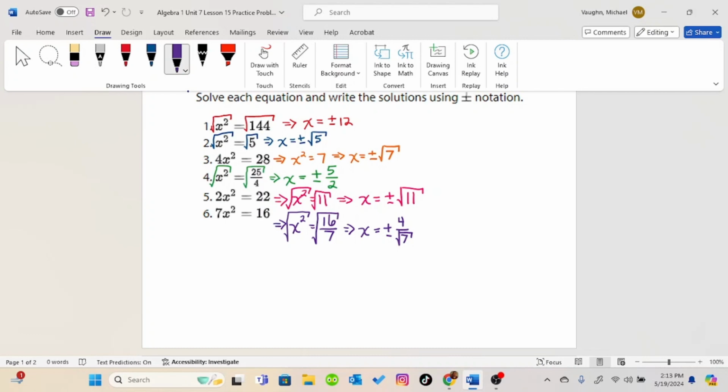If you have any questions about how to solve any of these problems using the plus minus notation, please ask for clarification now before we move on to the next practice problem.